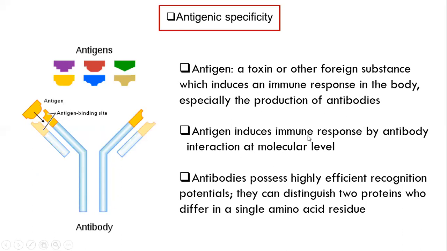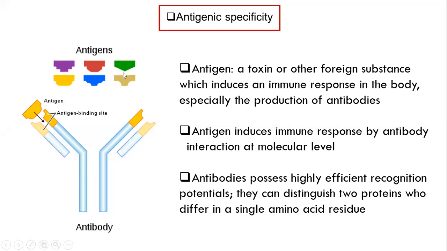That immune response and the antigen-antibody reaction usually happen at the molecular and biochemical level. We will see this in the second class, in Unit 2, which talks more about antigen-antibody interaction. We will talk about how the molecular mechanism happens here. And you should also remember that antibodies possess highly efficient recognition potential.